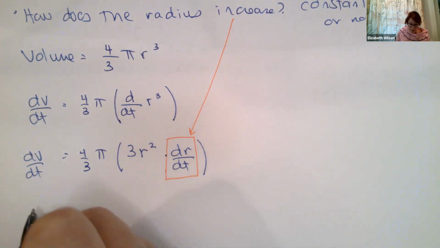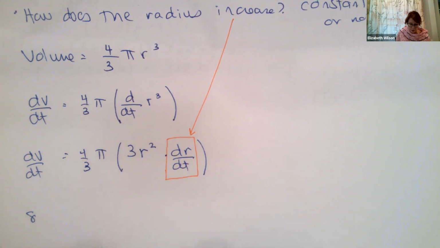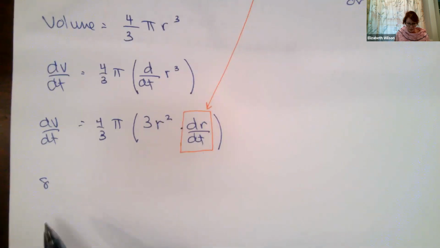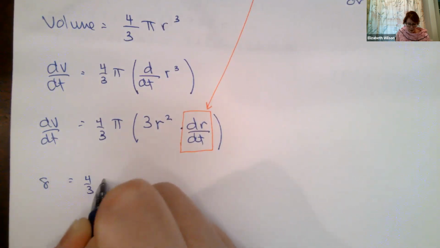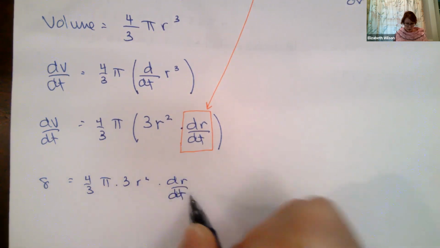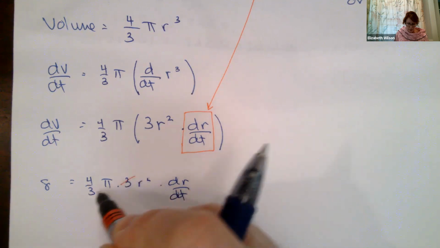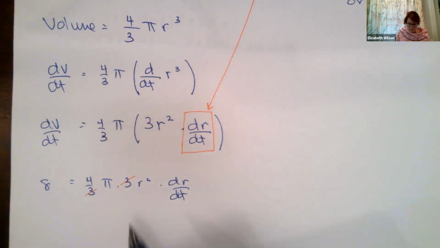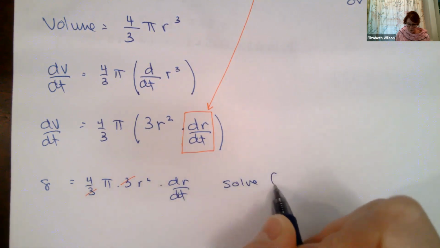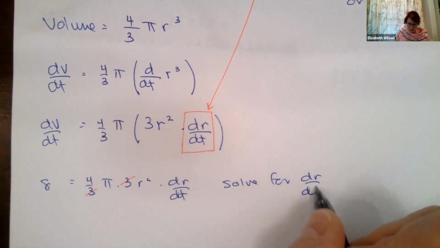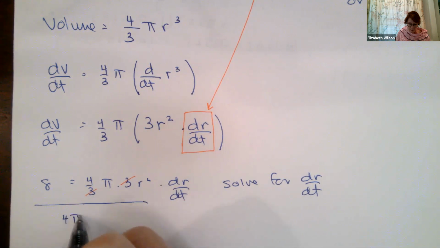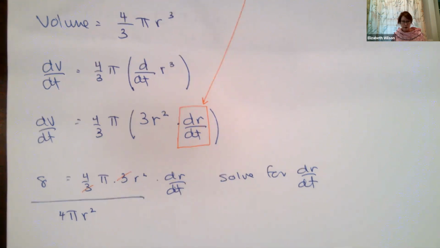Our volume is changing at 8 cubic feet per, this comes from dV dt. I'm plugging in what I was given, so 8 equals 4/3 pi times 3r squared times dr dt. What's going to happen? This cancels with that. I want to solve for dr dt, so I divide both sides by 4 pi r squared, because the 3's cancel.